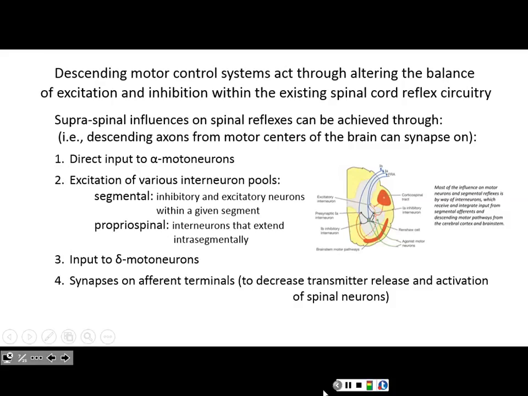As Dr. Beaumont said, that's the most common thing to happen, is for these descending tracts to end on the interneurons. Some of them have direct input to gamma motor neurons, and then they have a fairly powerful control over the tone that's being set from the gamma motor system. And some of them can even synapse on afferent terminals and change the way the sensory information is coming in to the spinal cord. I'm putting that in there for completeness, but those are the possibilities for the ways in which these descending tracts can influence the motor system.